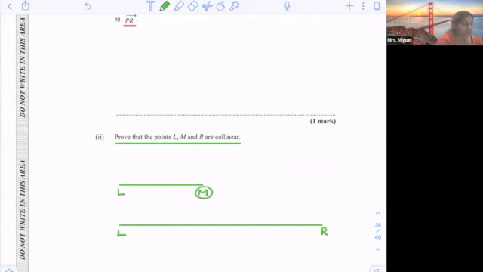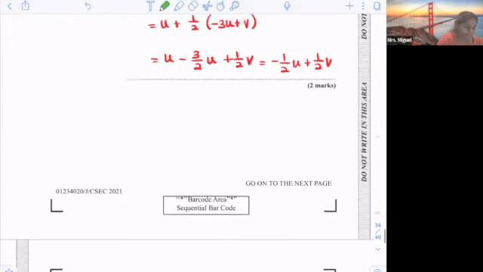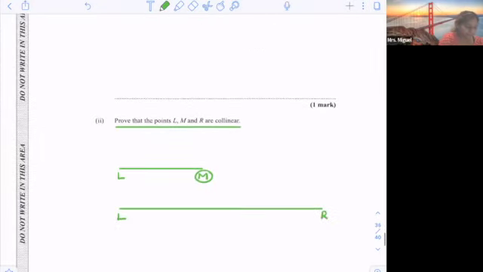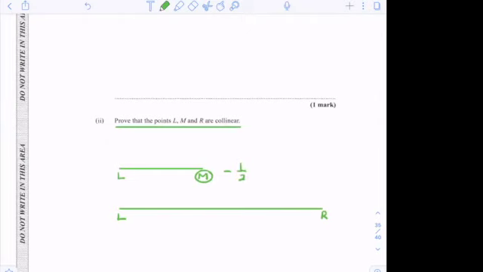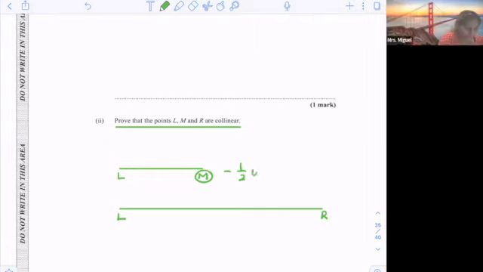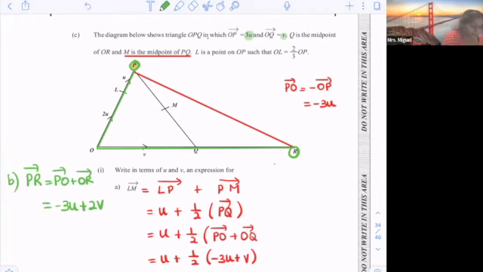We worked out this part already, LM. LM was the first part. That was minus a half u plus a half v. So now to prove collinearity, we need to find the vector LR. Going back to our diagram, we want to find the vector LR. To go from L to R, I can go from L to O and then O to R. You see that?